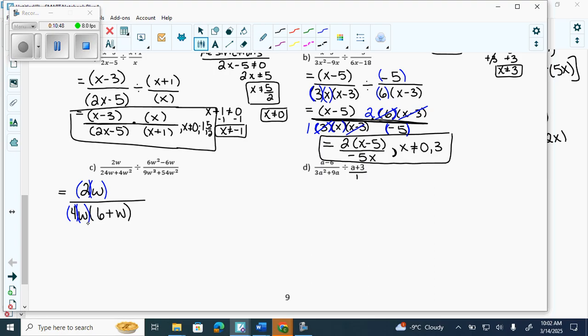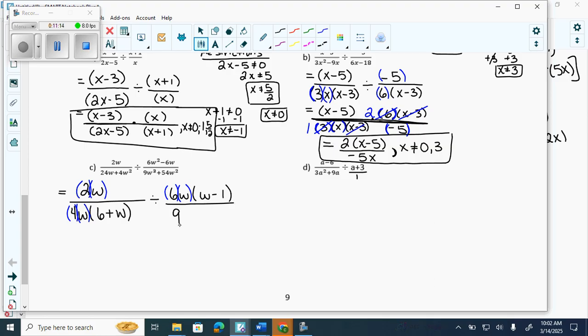4w, monomials, right? Whatever GCF you take out, just a hint, GCFs are monomials, right? It's just like one term being pulled out. 6w squared minus 6w, you can take out a 6 and a w, and we're left with w minus 1. 6w is a monomial. Denominator, I can take out a 9.